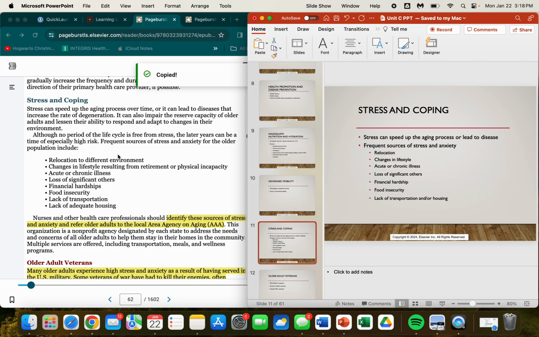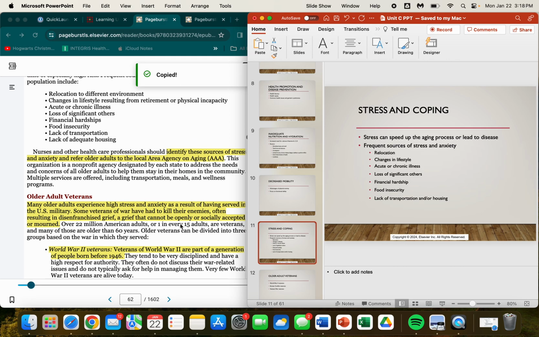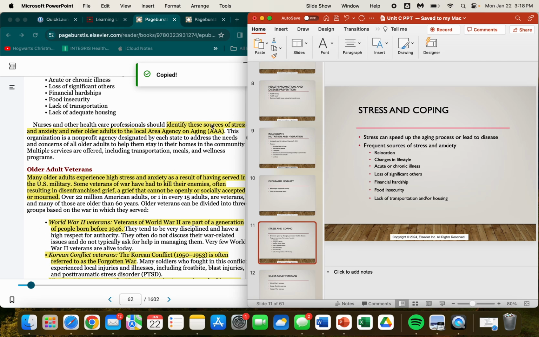Your book notes several different factors. Not all of us are going to experience stress at different points in our life, right? But for the older adult, these are a lot of the things that they see more frequently: relocating, acute and chronic illnesses, changes in lifestyle, loss, financial hardships, food insecurity, lack of transportation. These patients may no longer be able to drive. They may have lost their significant other, which may have resulted in a relocation. So those are all things that we need to consider.